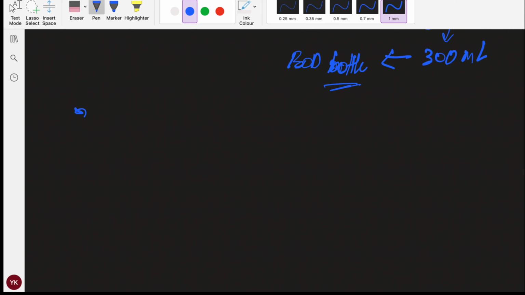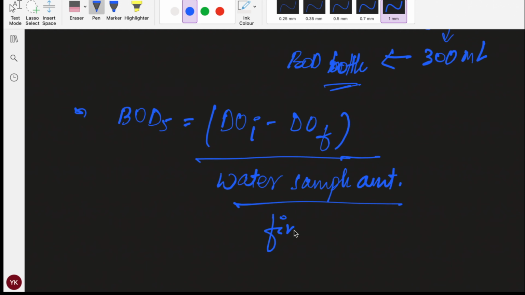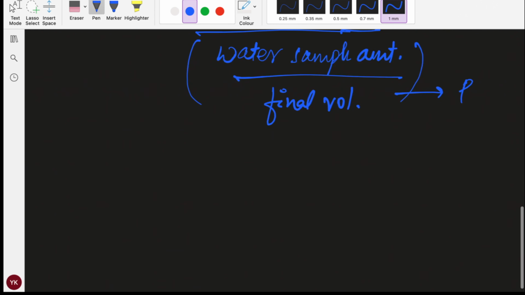Okay friends, let's write the final formula here. For BOD5 we have a formula which says DO initial minus DO final, divided by water sample amount, and it will be divided by final volume. This is your P, the dilution factor, and this is your DO depletion. Now let's calculate our final value.